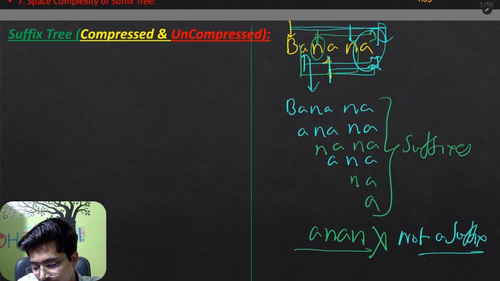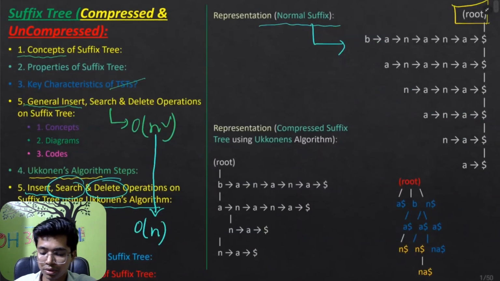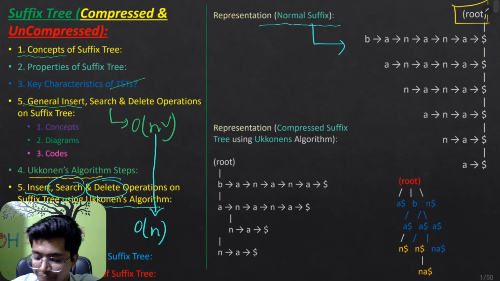So to be a suffix, we must be up to the end. There should be the letters A-N-A-N-A, and this is the suffix. So you got an idea about what a suffix is. Now let's move to have an idea about this concept.